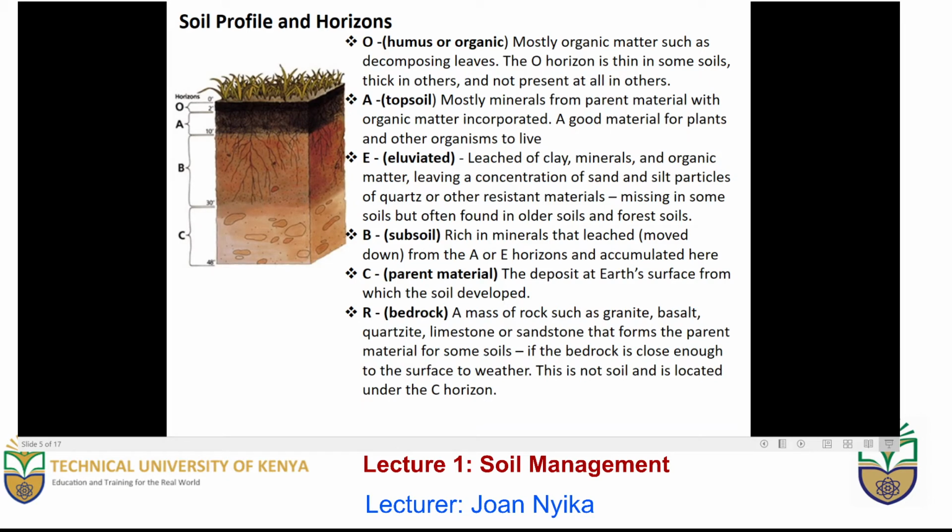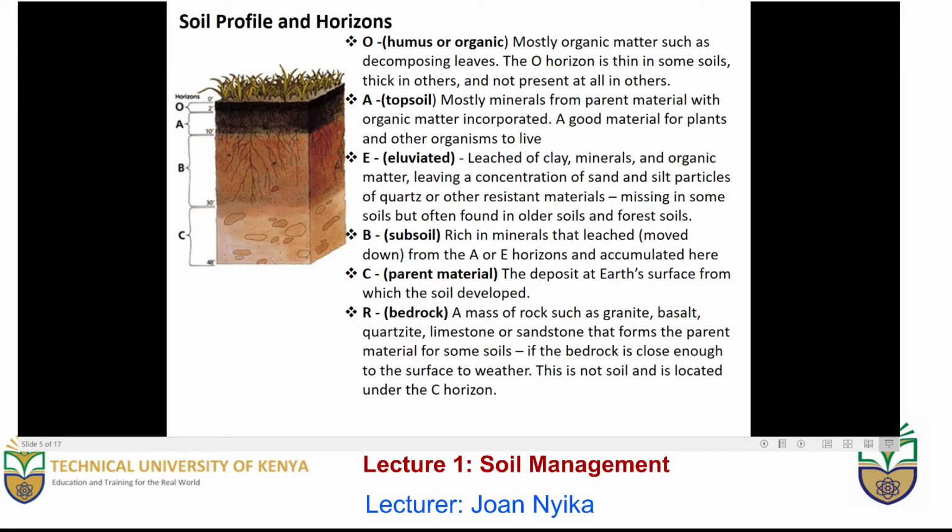So what is a soil profile or a soil horizon? Usually when the four processes we have discussed in the previous slide occur, they form what we call a soil profile, an arrangement of the soils from the surface to the subsurface. Each part of that arrangement is what we refer to as a horizon. In a soil profile, you will find different types of horizons. The most common horizons are the O, the A, the E, the B, the C, and the R horizons.